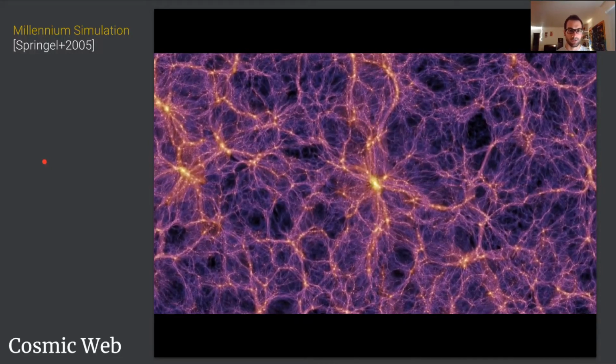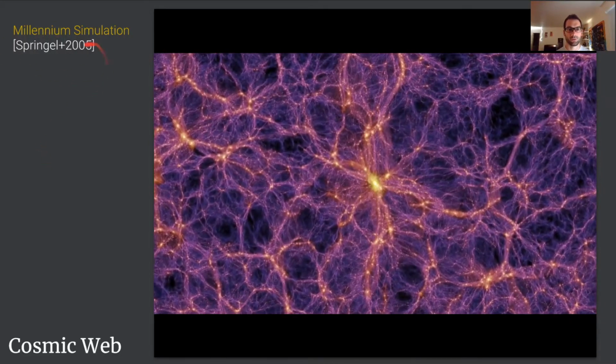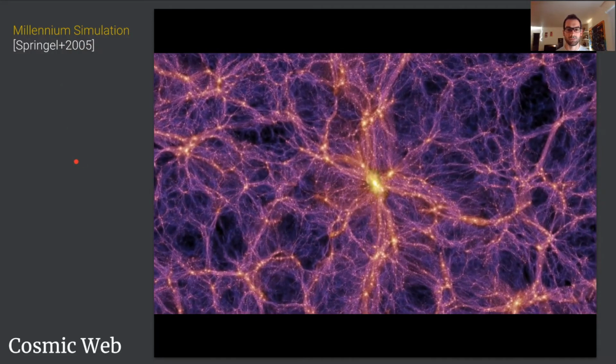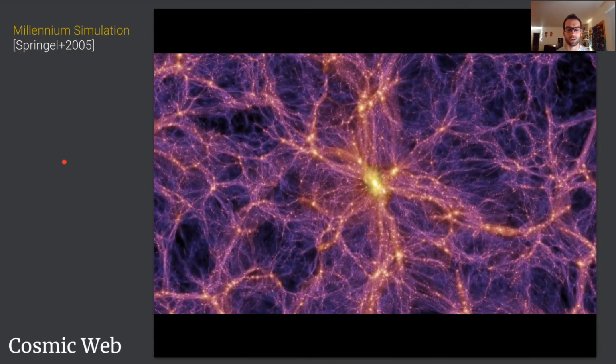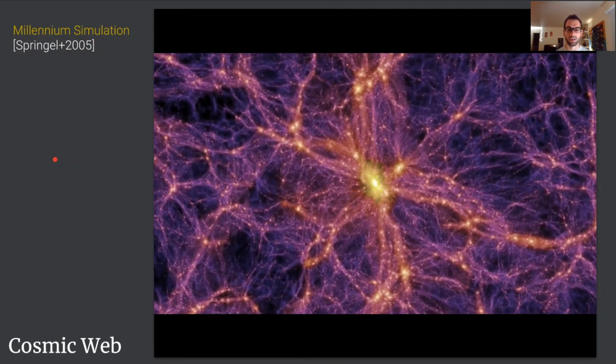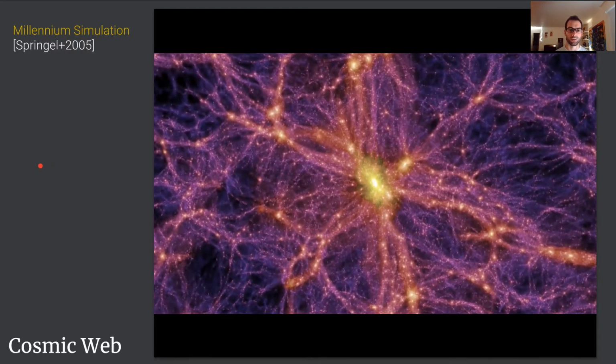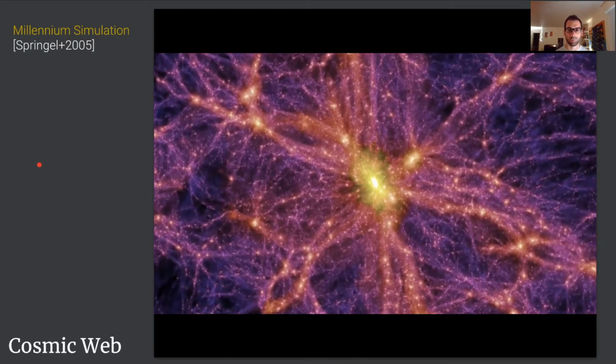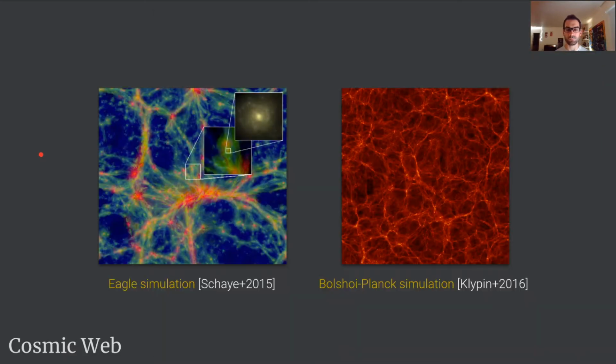This particle animation has been produced by the Millennium simulation in 2005, and you're now getting the sense of the scale by just starting to see the galaxies as little bright spots. Since then, other simulations have confirmed that the cosmic web actually is a real thing. Here are examples of the Eagle and Bolshoi-Planck simulation.